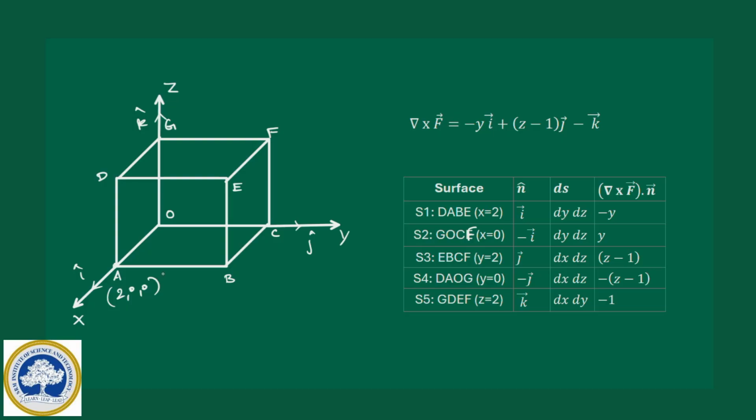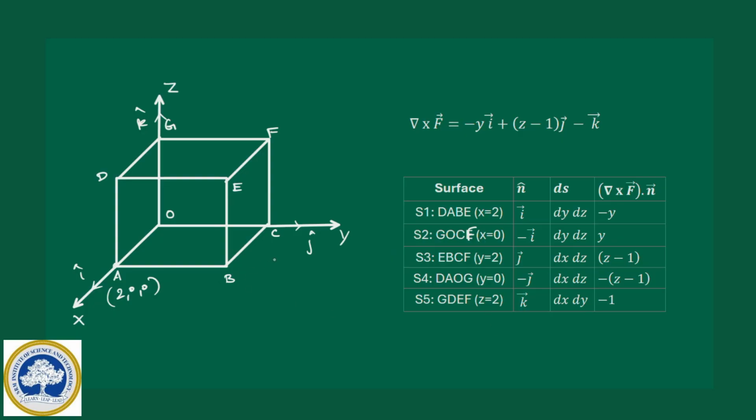Similarly, for GOCF, the backside surface is exactly on the YZ plane where x = 0. Similarly, S3 is the right hand side surface which is exactly at a distance 2, so we are taking y = 2. Similarly, the surface DAOG, that is S4, lies exactly in the xz plane, so y = 0 here. Similarly, the top surface is at z = 2. So like this we have to specify this.